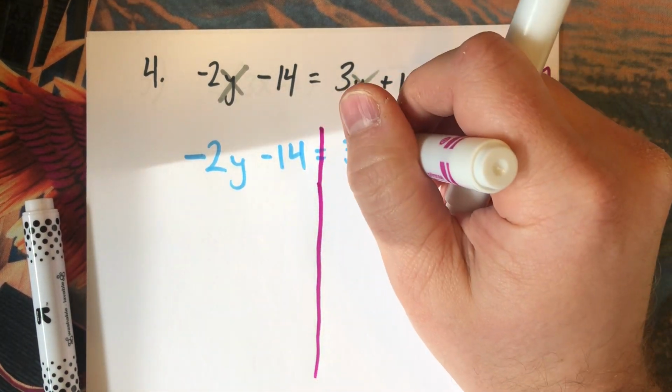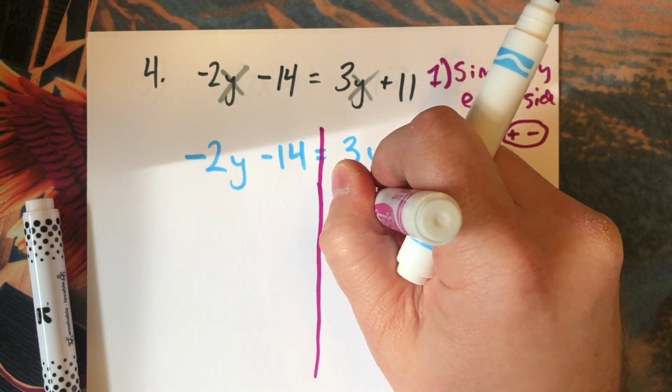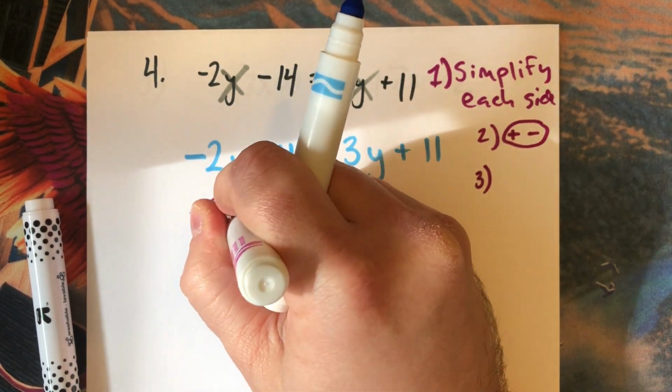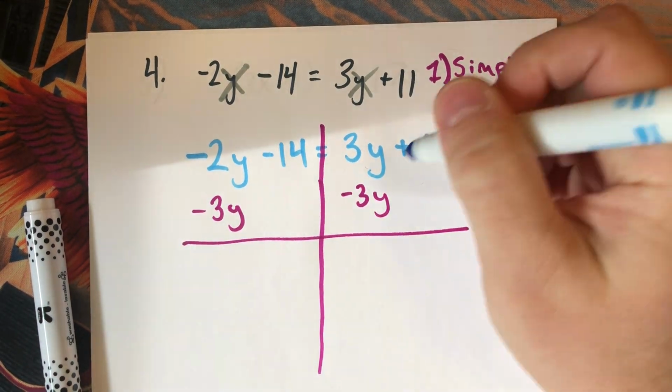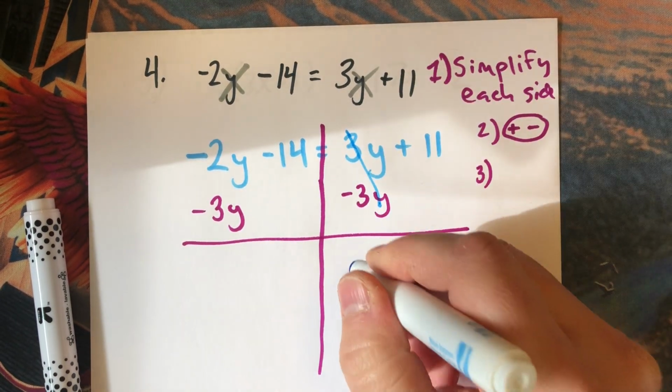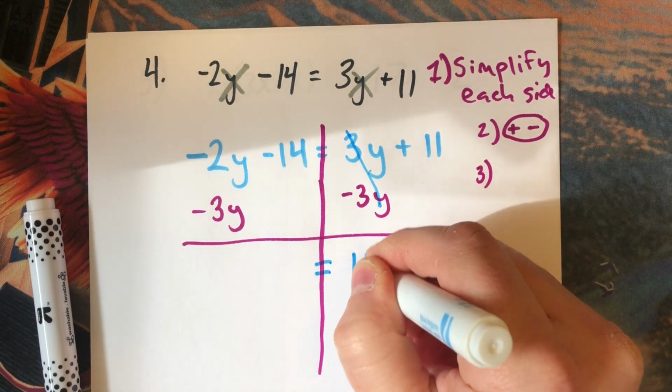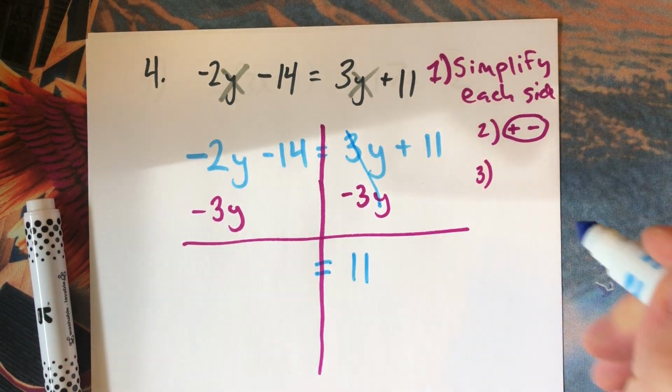So I see this as a positive 3y. If I subtract 3y from both sides, let's see what's left over. Well, 3y minus 3y cancels. We get 11. That's a positive 11. You could write a little plus there.